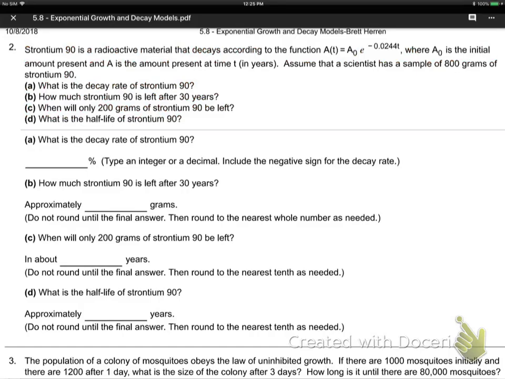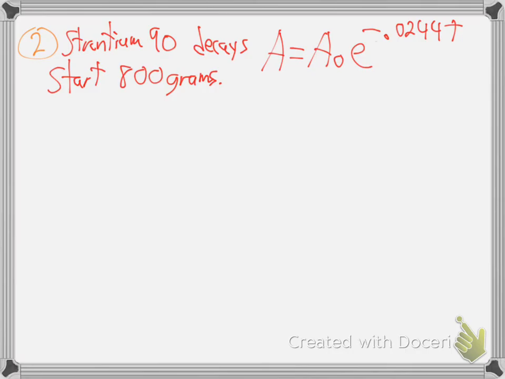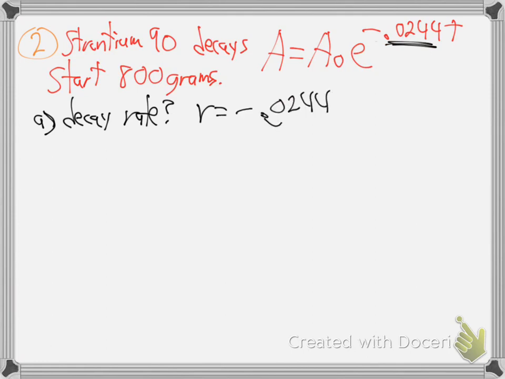What is the decay rate? So, question A. What is the decay rate? 2.44%. It's just right there again. Just remember, it's just PERT. All these formulas are just PERT. So there's the R right there. Minus 0.0244. We've got to move it twice to make it a percentage. Minus 2.44%.